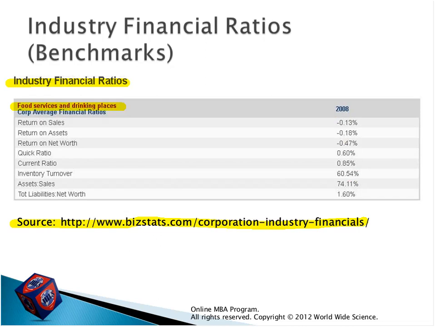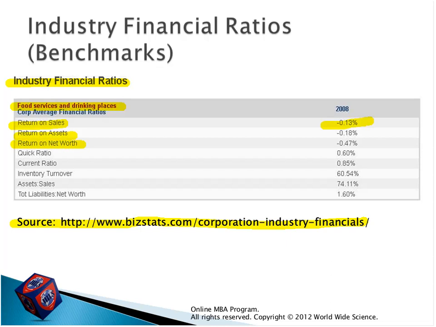So this is based on ratios. Here we can see the return on sales, based on the benchmark, is given as negative 0.13%. Return on assets, return on net worth. This net worth means equity, the stockholders' equity or shareholders' capital. Sometimes you can say the word net worth.